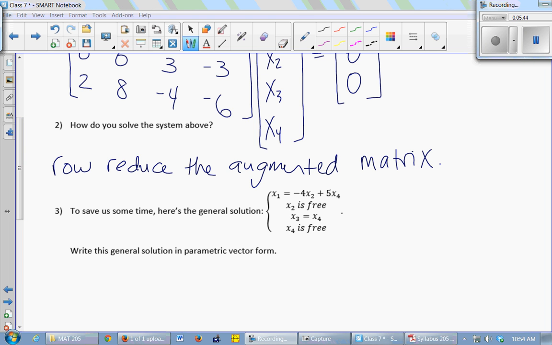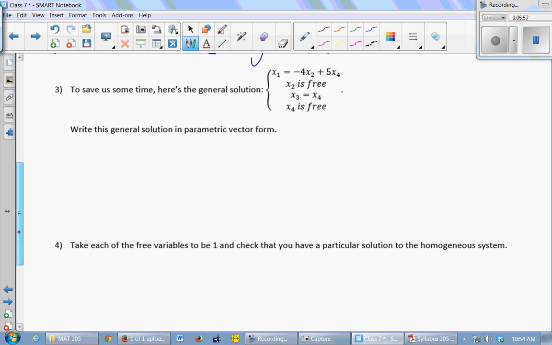Okay, so here's our solution to the system. I want to write this general solution in parametric vector form. This is the new thing that we're going to do this class. Any solution, you could pick some numbers for the free variables and get an x1 and an x3, so that you'd have a specific solution rather than the general solution.